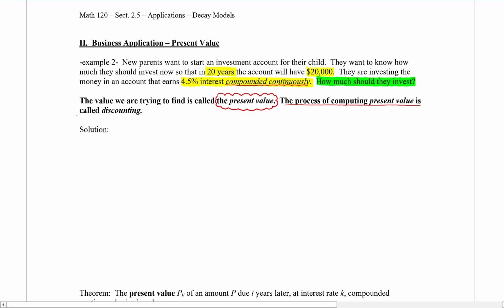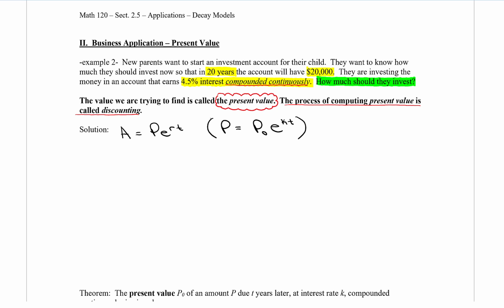Solution. I'm going to write down the equation A equals P times e raised to the rt power. This is our equation for interest compounded continuously. Inside parentheses to the right of this equation, I'm going to write the equation P equals P sub 0 times e raised to the kt power. These equations are basically the same. They have the exact same setup. We just have some different variables here.